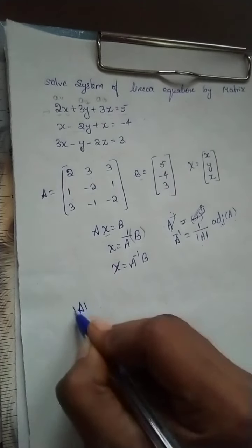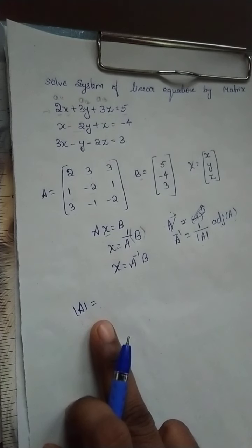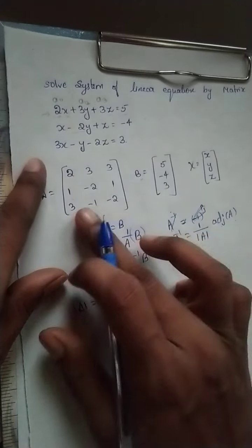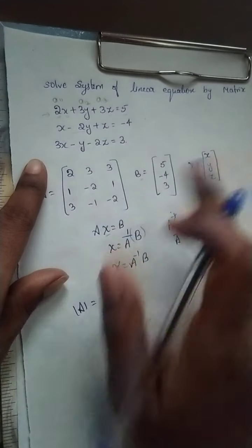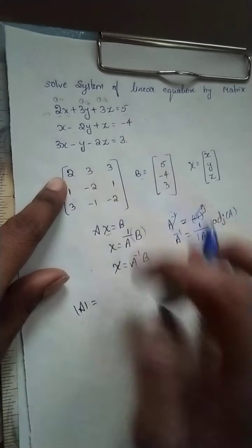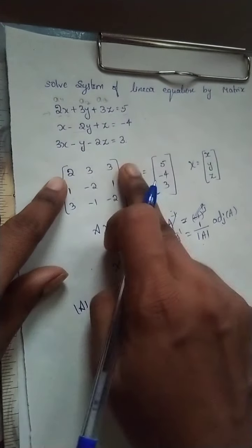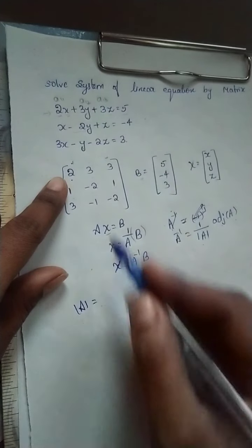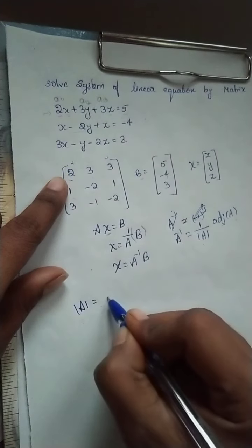So how do we calculate the determinant of A? First you have to write the first row values. You can apply the formula on any row or any column. First I am applying the determinant formula on the first row. The signs are positive, negative, positive. So this is 2, so I will write 2.